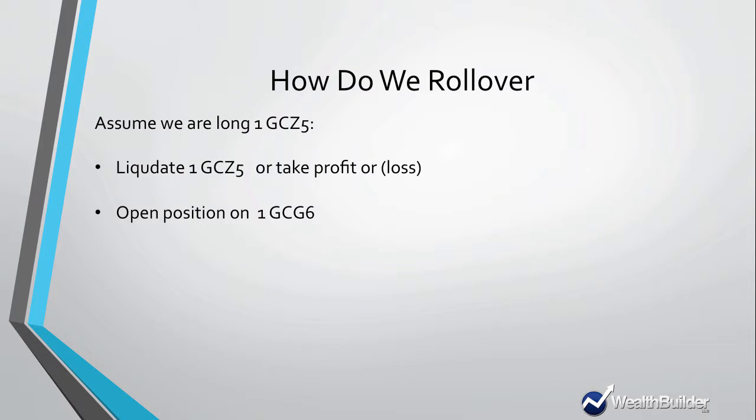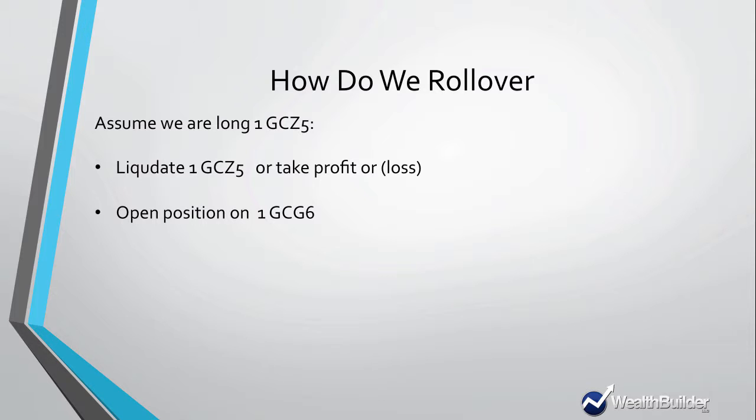How do we roll over? It's actually really simple. So here is an example. Say we liquidate one GC, which is gold, Z5, which is the December 2015 contract. When we liquidate, we take profits or potentially a loss. To liquidate depends on whether you're buying or selling. If you're already in a long position, to liquidate means to sell. If you're short a position, to liquidate you would have to buy.